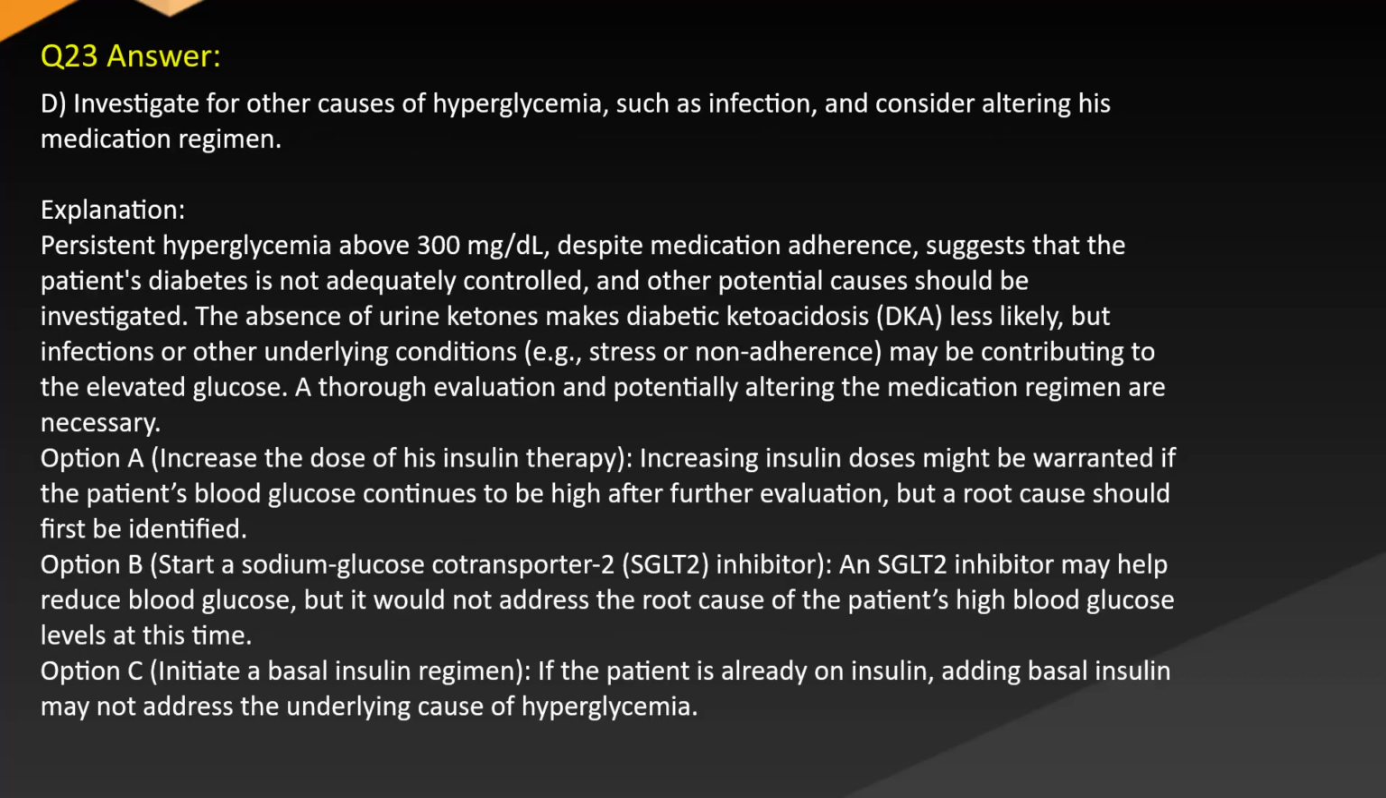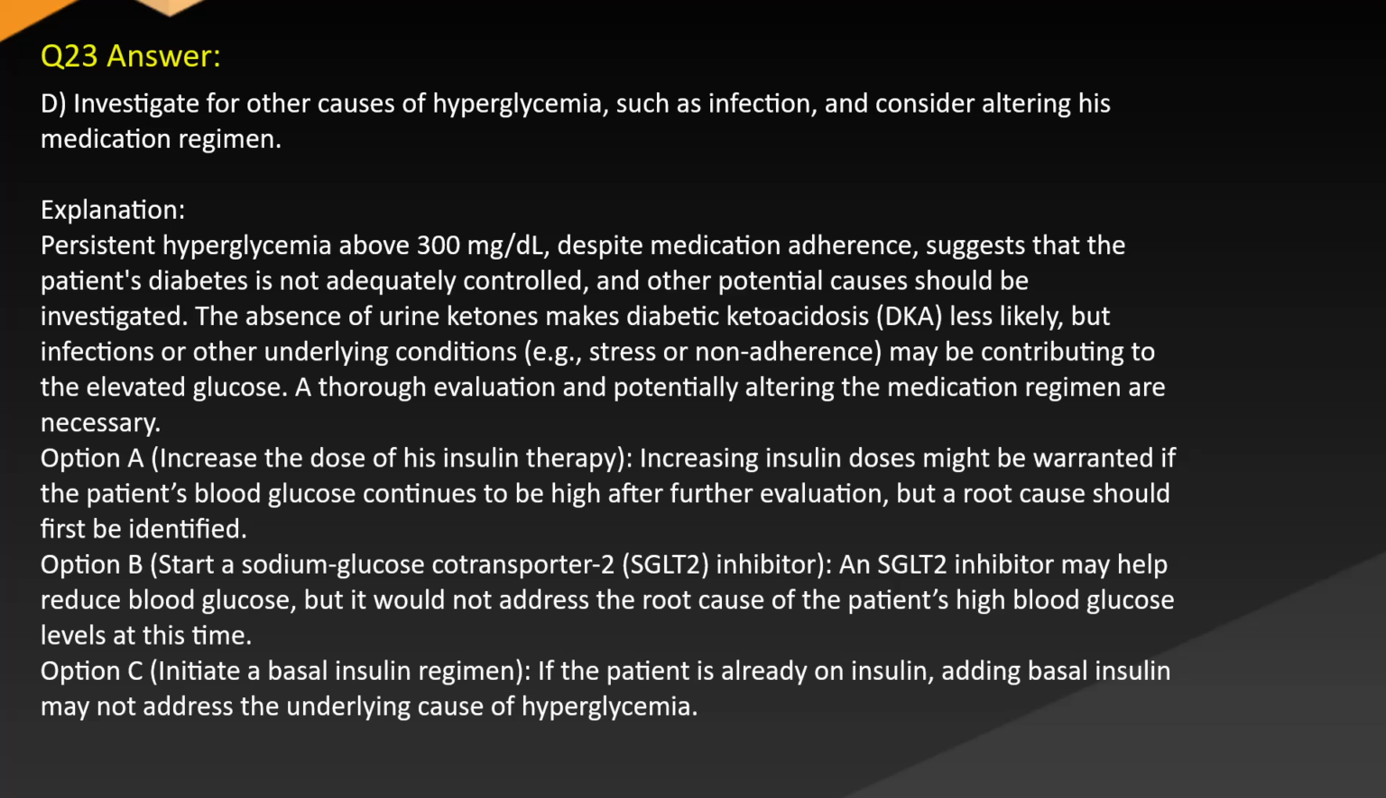Answer. D. Investigate for other causes of hyperglycemia, such as infection, and consider altering his medication regimen. Explanation: Persistent hyperglycemia above 300 mg/dL despite medication adherence suggests that the patient's diabetes is not adequately controlled and other potential causes should be investigated. The absence of urine ketones makes diabetic ketoacidosis (DKA) less likely, but infections or underlying conditions, e.g., stress or non-adherence, may be contributing to the elevated glucose. A thorough evaluation and potentially altering the medication regimen are necessary.